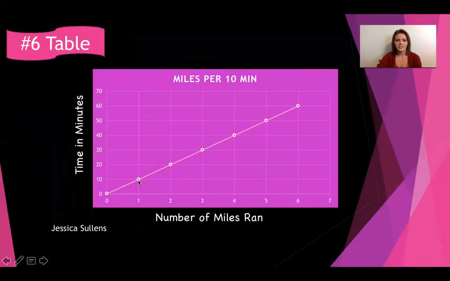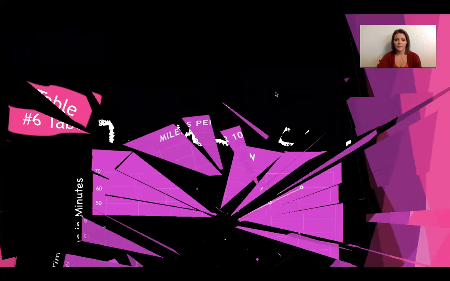So you can see she ran 1 mile in 10 minutes, then 2 miles in 20 minutes, 3 miles in 30 minutes, and so on. We were looking for the 4 miles, so 4 miles in 40 minutes, and she would run 6 miles in 60 minutes. So this is a very simple way to see these numbers and how they relate to each other. So that was all of our video.